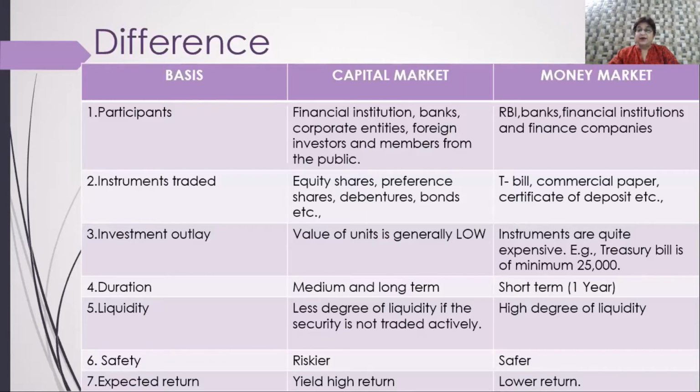Now safety, money market is very safe. Why? Because RBI is involved there. And as compared to the money market, capital market is not that safe. Though capital market is also safe, but when we compare it to the money market, it's riskier. Then what about the expected return? You expect more return in capital market because you're investing the funds for a longer time and you're taking more risk. So the yield expected in capital market is much more than that of the money market.